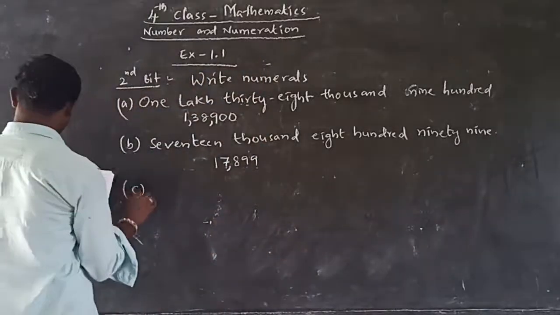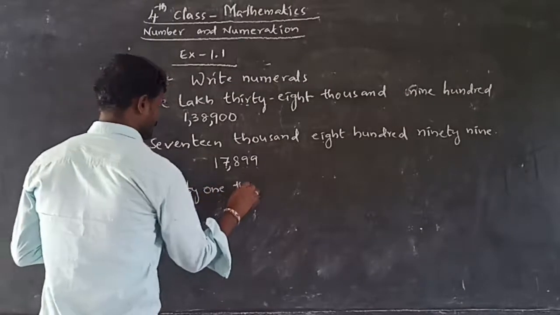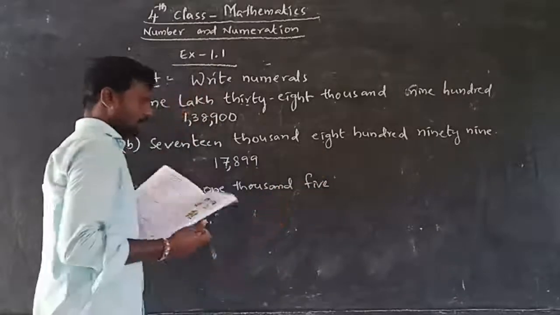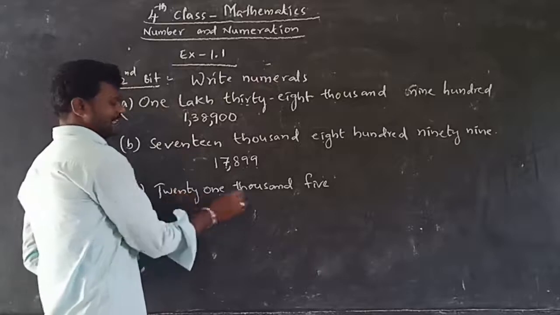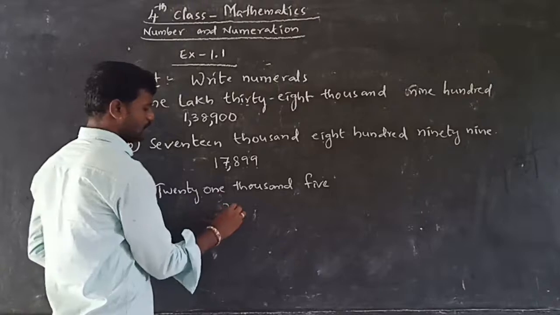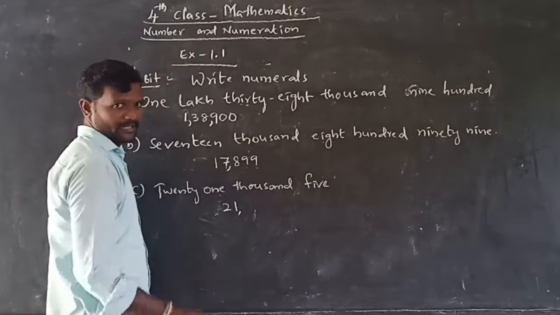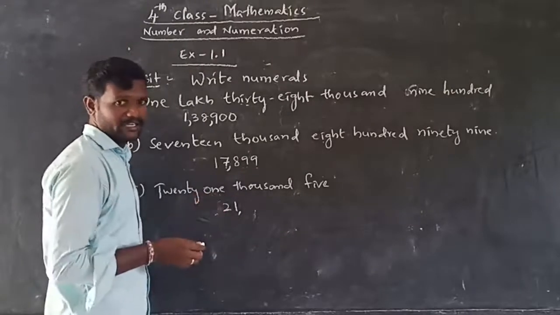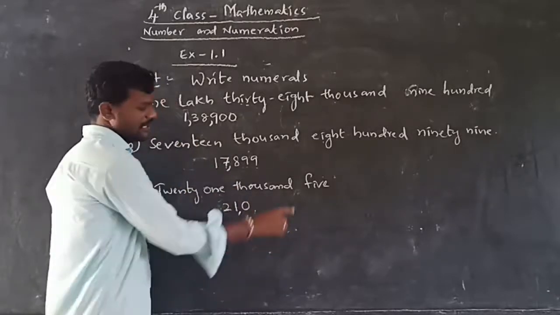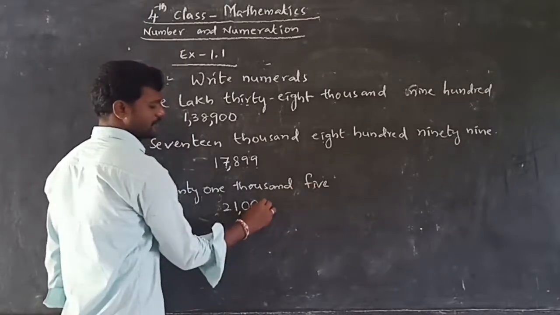21,005. It is the next one. 21 is in thousands place. Means 10,000s and thousands include. We should write 21. There is no hundreds and there is no tens. Hundreds and tens are not there means what we have to write? If hundreds are not there, then you should write 0 there. Tens also not there, so write another 0. And 5. 5 means it is in ones digit.